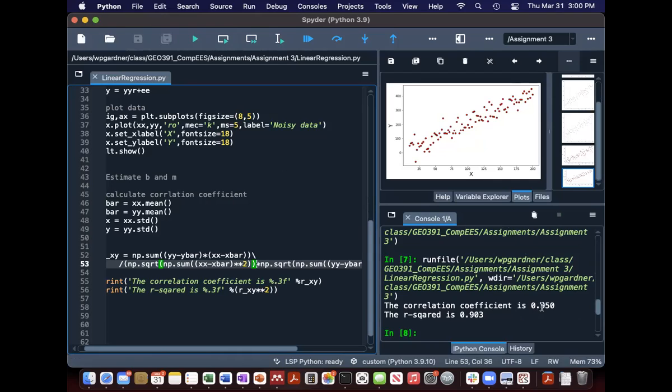So the correlation coefficient is 0.95. The R squared is 0.9. All right, this says that 90% of the relationship between X and Y is explained by our straight line. Good.